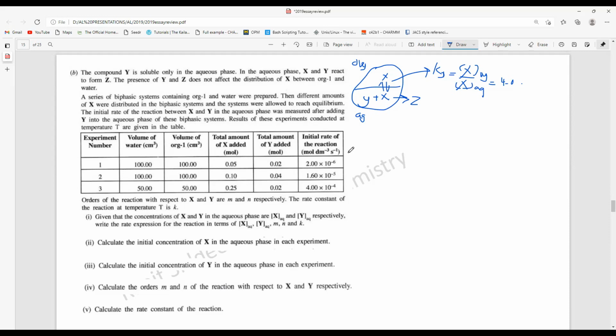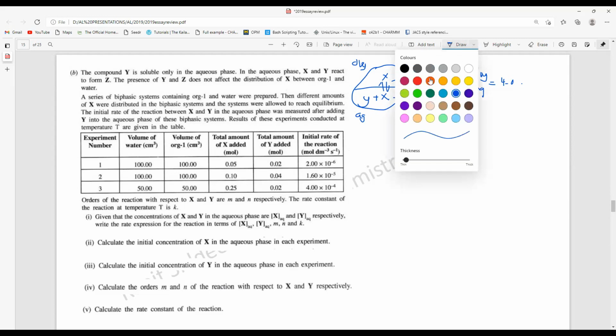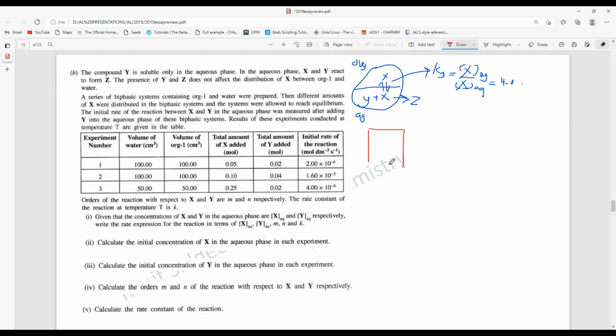So this is the way. They have used 3 different systems, so I will draw these 3 different systems here. This is 1, this is 2, and this is 3, right? Here they have used different volumes. For the first one, the volume of organic is 100 and this is also 100. The second one is also 100 and 100.